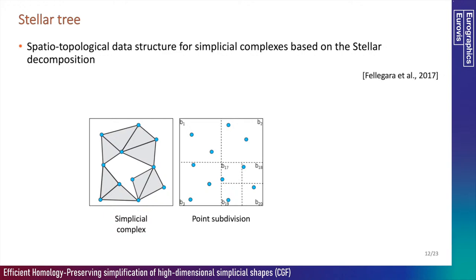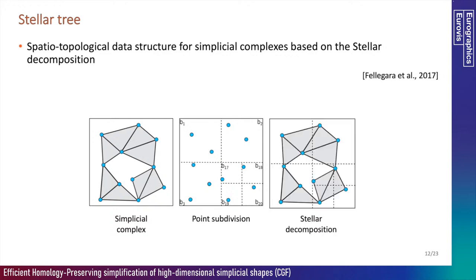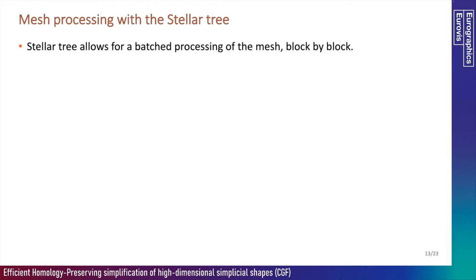So if we start from a simplicial complex, we can take its vertices and subdivide them based on a special subdivision, for example. And we can do the same with the top simplices of the complex by associating each simplex to all the subsets that contain its vertices. Now, what is the benefit of doing that? The benefit comes at computational time.